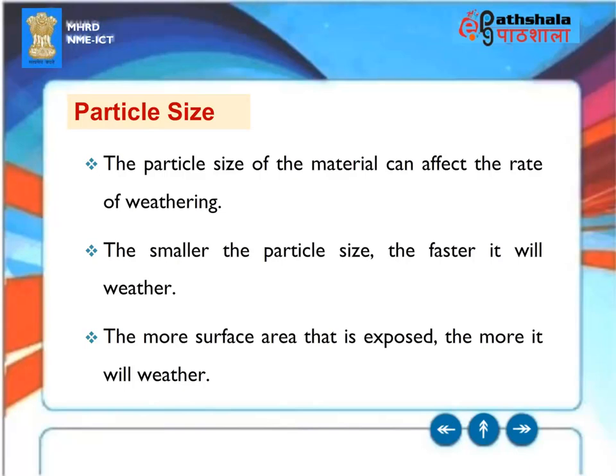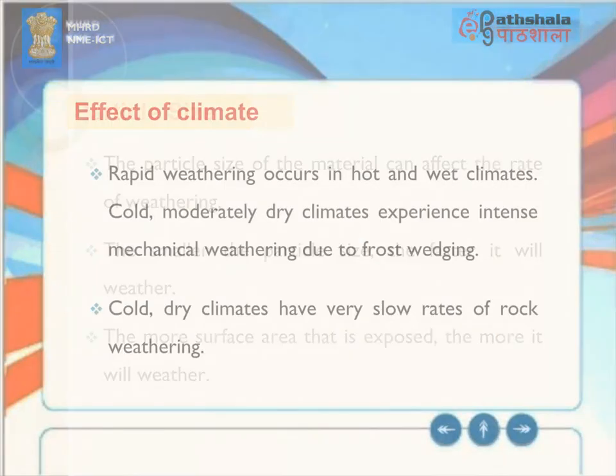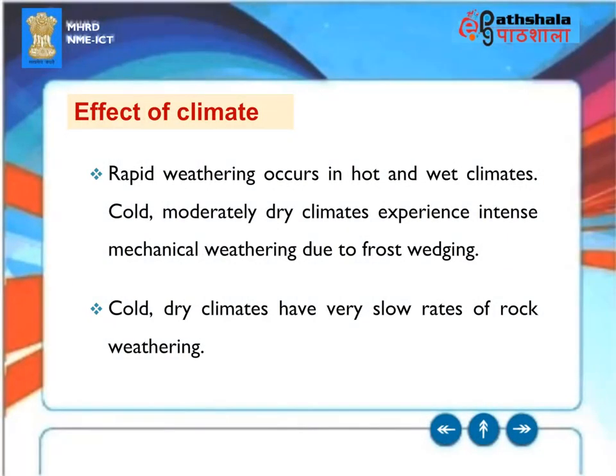Particle size. The particle size of the material can affect the rate of weathering. The smaller the particle size, the faster it will weather. The more surface area that is exposed, the more it will weather. Effect of climate. Rapid weathering occurs in hot and wet climates. Cold, moderately dry climates experience intense mechanical weathering due to frost wedging. Cold, dry climates have very slow rates of rock weathering.